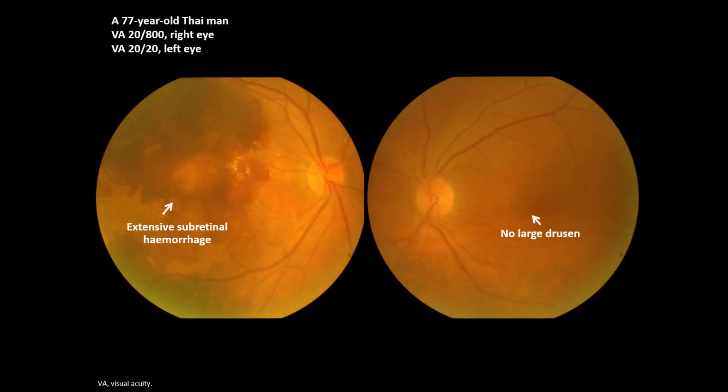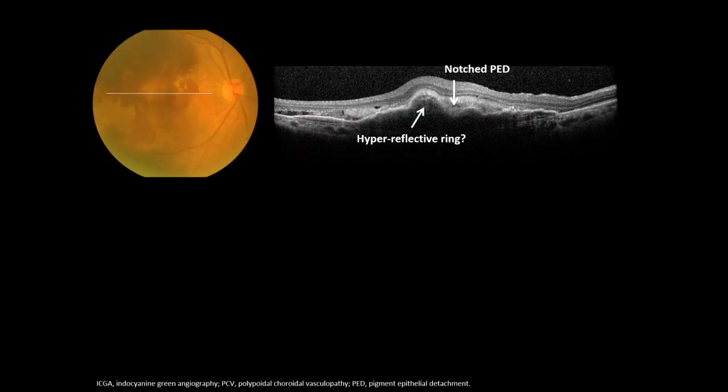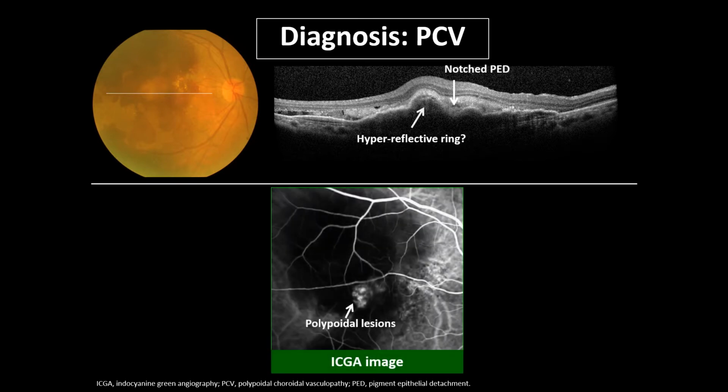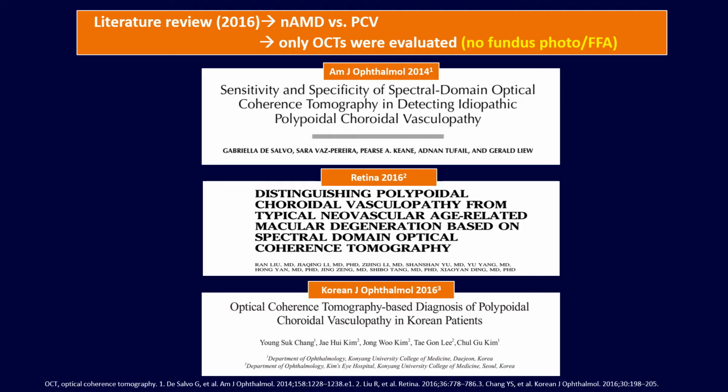Here is a case example. A 77-year-old Thai man presented with massive subretinal hemorrhage in the right eye. The fellow eye showed no large drusen and unremarkable findings. OCT across the lesion showed multiple notched PED with a suspected hyperreflective ring inside, so we thought about PCV diagnosis in this case, even before we had ICGA results that confirmed PCV diagnosis. So it seems possible to make the diagnosis of PCV even before we have ICGA results.